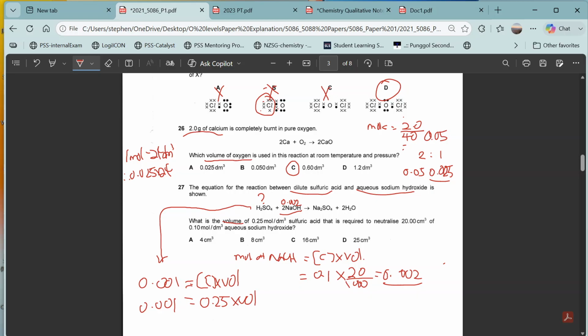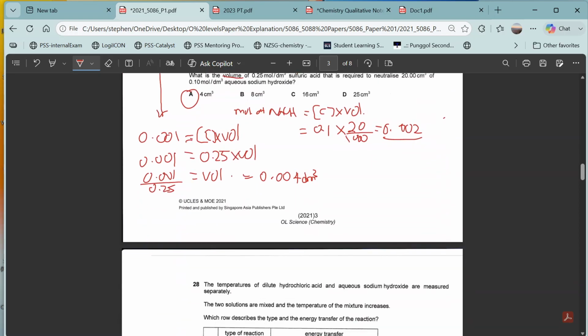How much volume of the acid contains 0.001 moles? So I use the same formula. It's the same formula, and I can get this. Right. So what's the volume? The mathematics will tell me this, right? And my answer is, calculator, 0.001 divided by 0.25. I get 0.004, right? Everything is in dm cube. And of course, the answer, if you convert to centimeter cube, it is 4 centimeter cube.